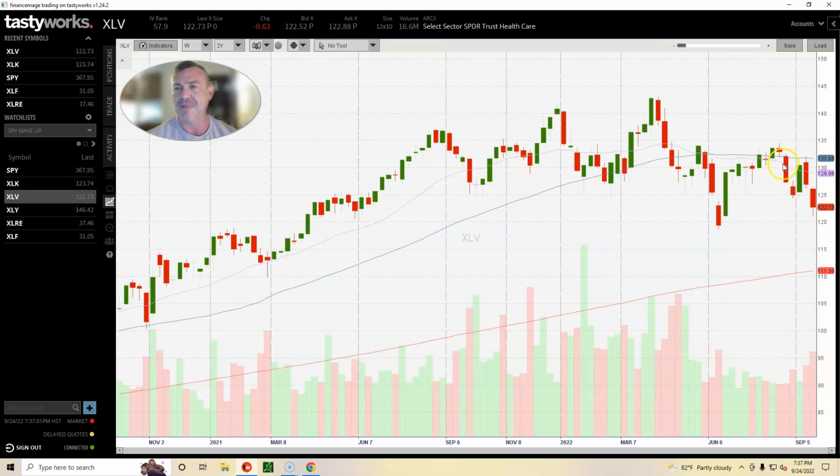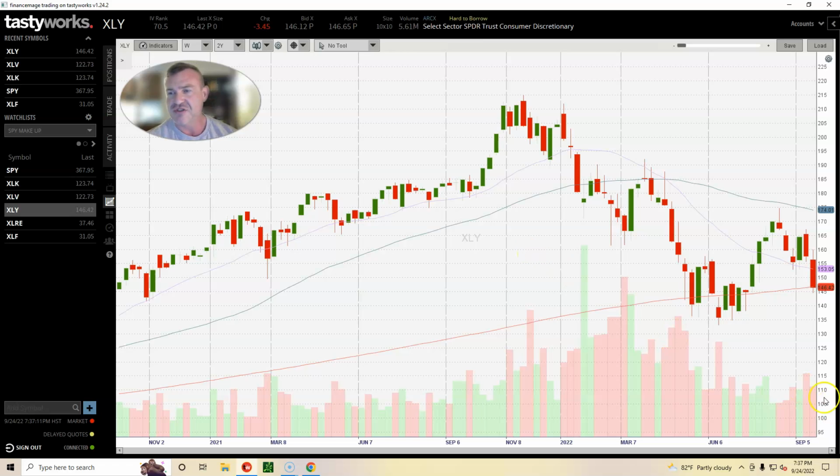Now we're a bit closer to that 50-day moving average than we are that 200-day moving average. So we'll see. Maybe healthcare will keep going sideways while everything else is moving down. Consumer discretionary, a little less volume than the week before, but overall we're at a bit of elevated volume. Big, wide body candle coming down here, really hitting that 200-day moving average.